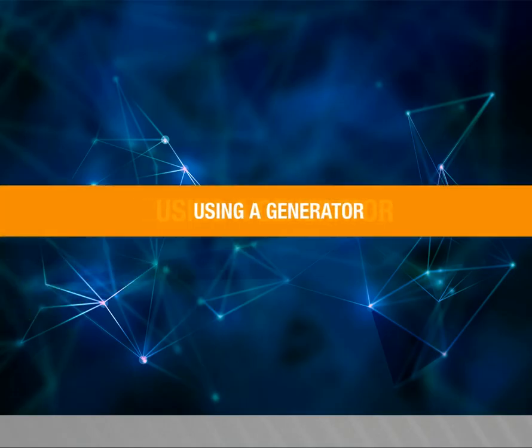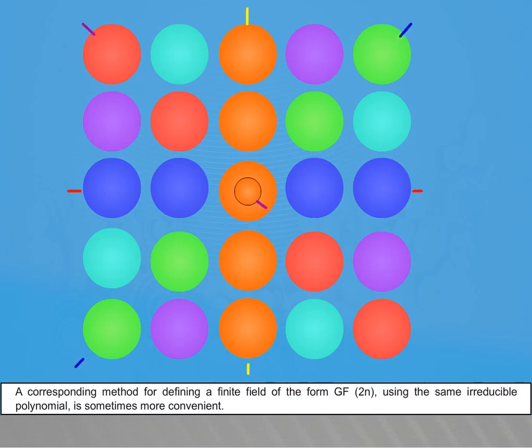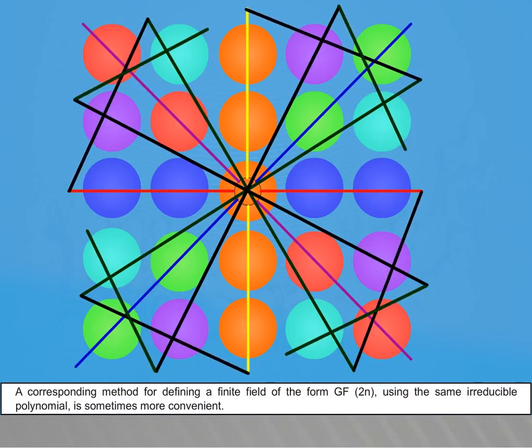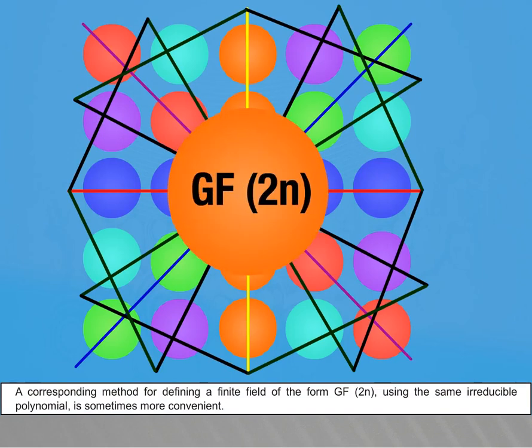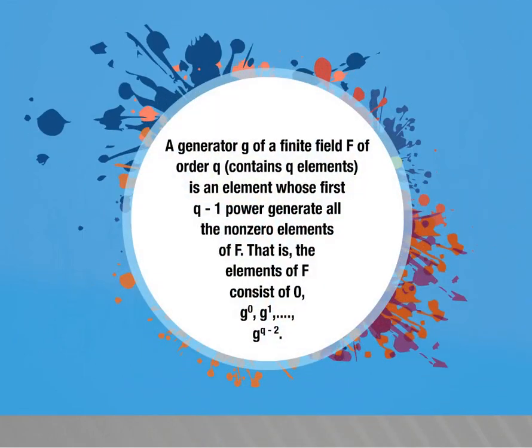Using a generator. In this video, we are going to see about using a generator. A corresponding method for defining a finite field of the form GF(2^n) using the same irreducible polynomial is sometimes more convenient. A generator g of a finite field F of order q, containing q elements, is an element whose first q-1 powers generate all the non-zero elements of F. That is, the elements of F consist of 0, g^0, g^1 and so on up to g^(q-2).